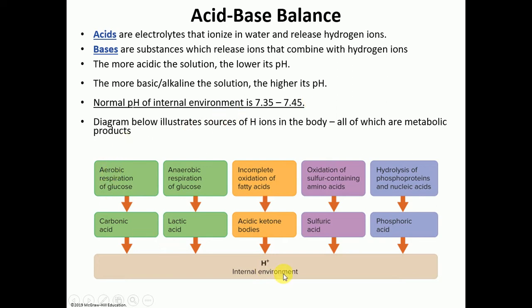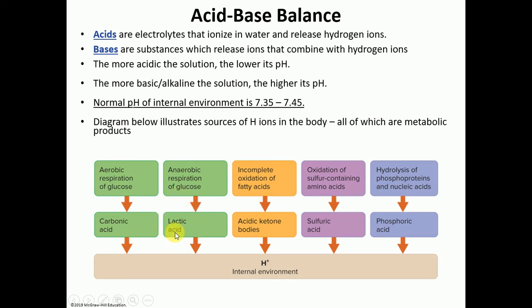And this right here will show you what are the sources of hydrogen ions inside of our body. You'll find that there are lots and lots of metabolic reactions in our body, and the majority of them end up making different kinds of acids. So for example, glucose breakdown, whether it's aerobic or anaerobic. In the aerobic oxidation of glucose, we end up making carbonic acid, which is H2CO3. In the anaerobic respiration of glucose, we end up making lactic acid.